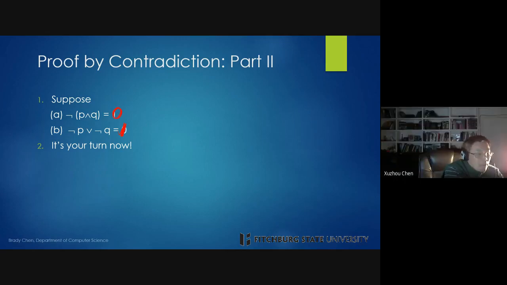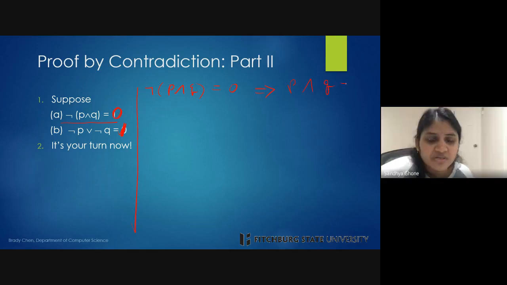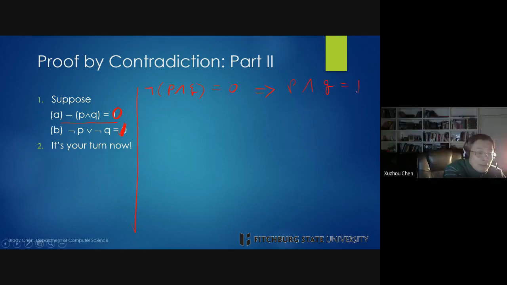I think basically you can start from any side, right? Yep. So you can start from the first one. Suppose I start from A, then if negation of (P and Q) is 0, that basically means P and Q is 1, right? Yes. If P and Q is 1, then it must be that P is 1 and Q is 1.